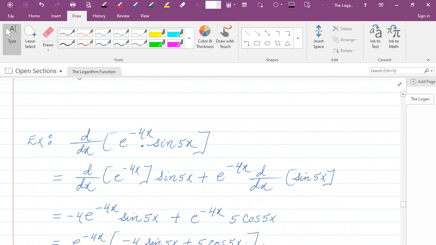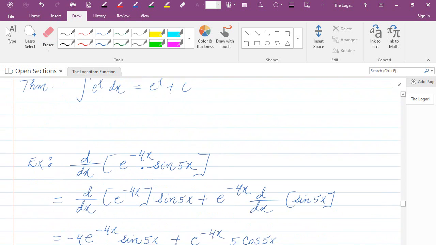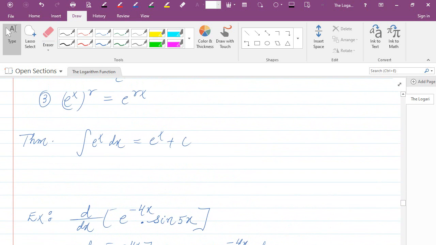All right, so what I'm going to do now is basically do a bunch of derivative and integral problems involving the exponential function.